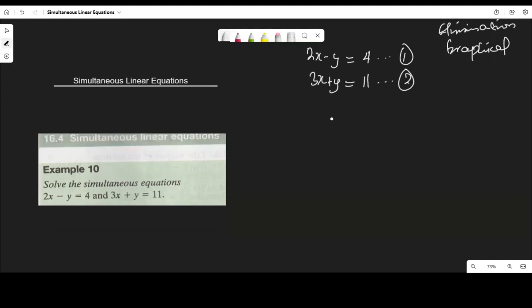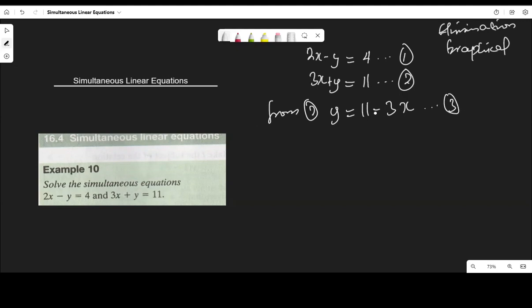So how do we use substitution? In substitution, we will make one of the unknown variables the subject of the equation. For example, from equation 2, let y be 11 minus 3x. I make y the subject of the equation. Let's call this equation 3.